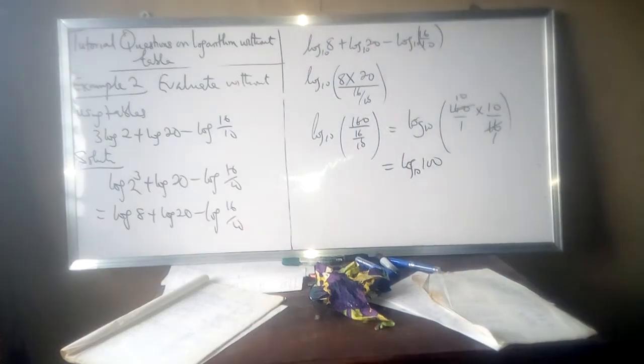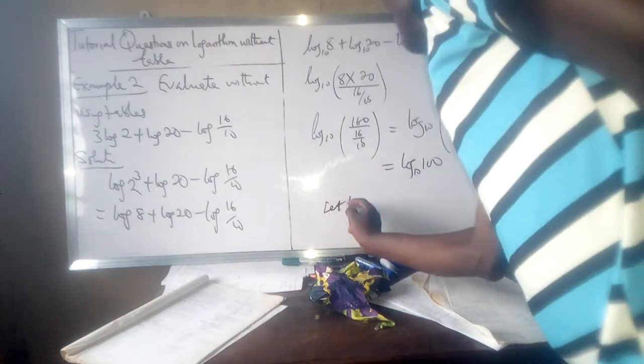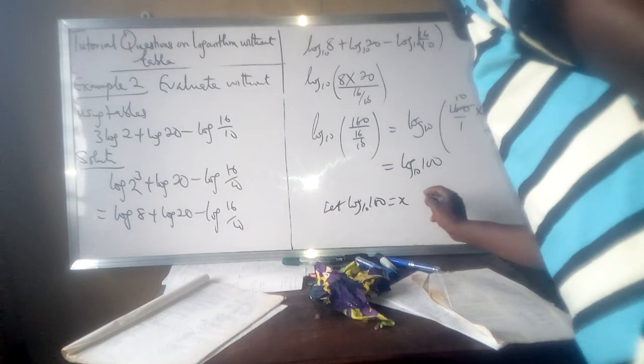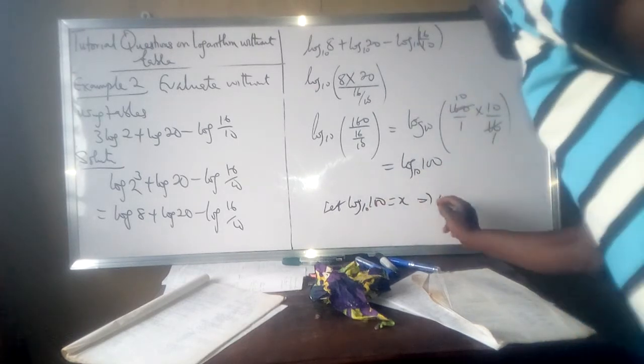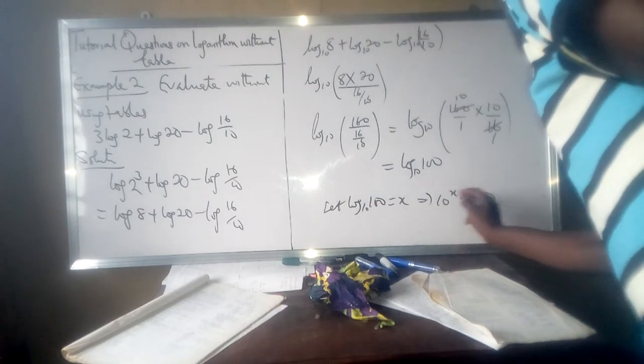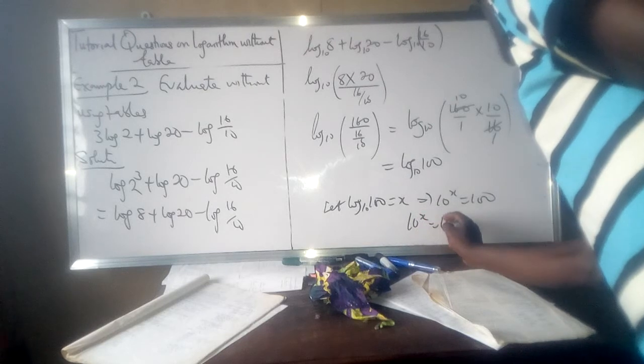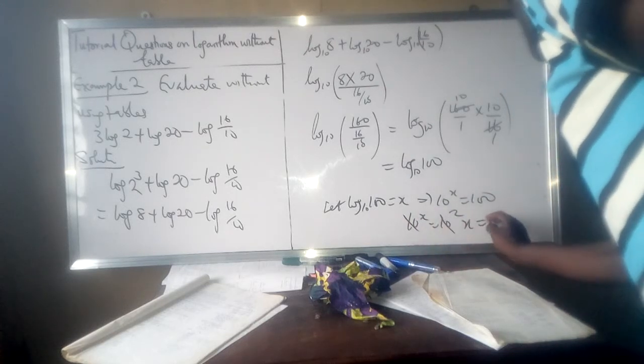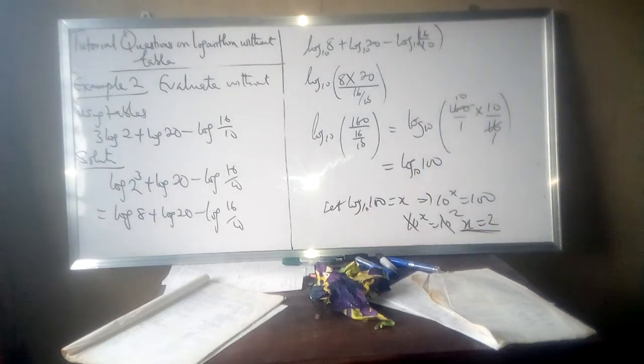And what is log 100 base 10? So you can now say let log 100 base 10 be equals to x. As we did the other time, now 10 raised to power x is equals to 100, which implies 10 raised to power x is equals to 100. How many 10s do you have in 100? That's 2. 10 cancels 10, so your x is equals to 2. So in that case, the value of that given problem is 2.